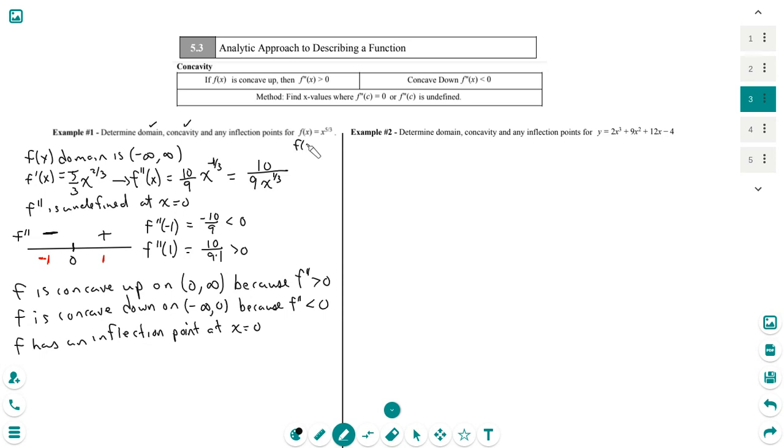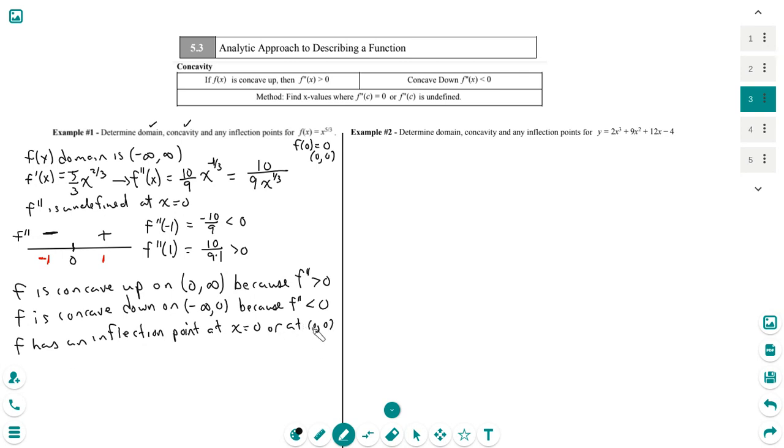So if I put 0 into the original function, that's very easy, 0 to the 5/3 would be 0, right? So the ordered pair would be (0, 0), which is in the domain because the domain is all reals. So we could say it like this, or as an option, we could say at (0, 0). You don't have to say both. You just pick which one, or you answer the question as it asks. If it asks you for the ordered pair, you state the ordered pair.